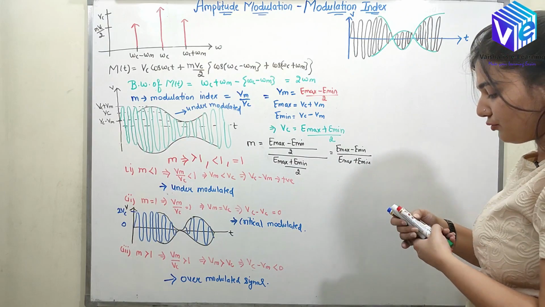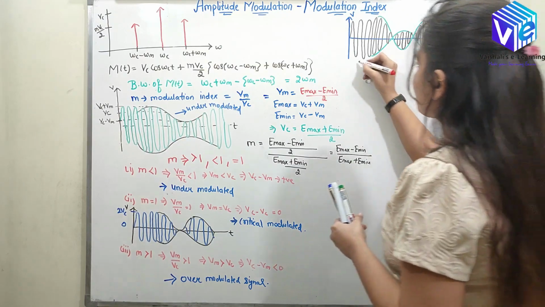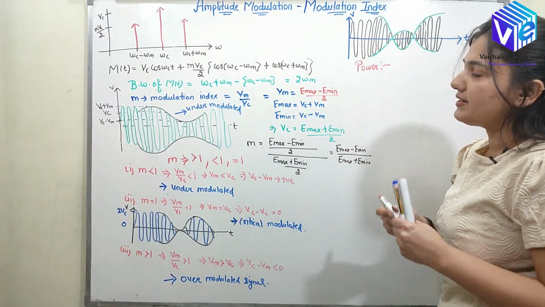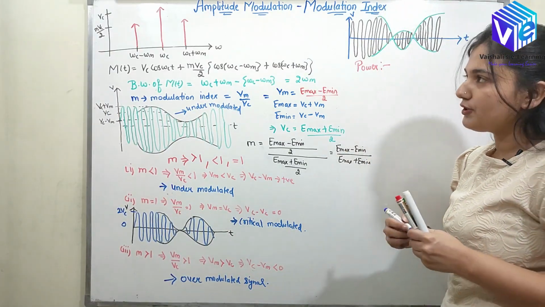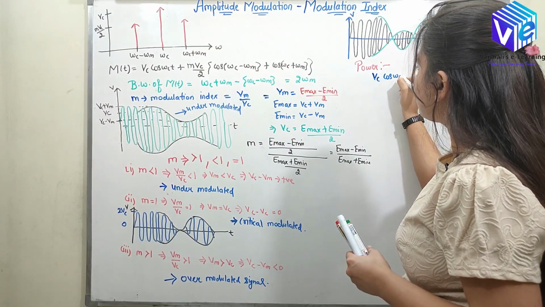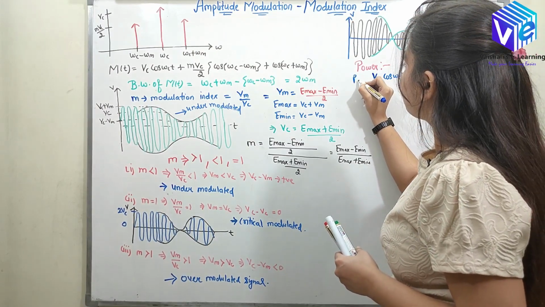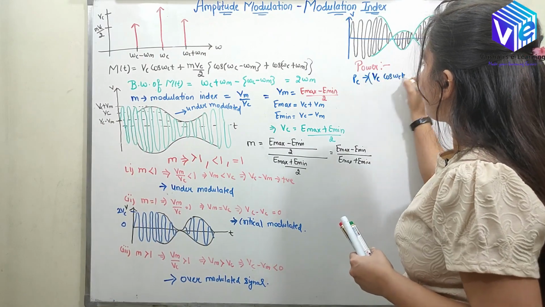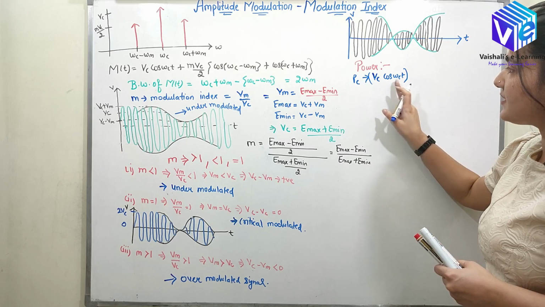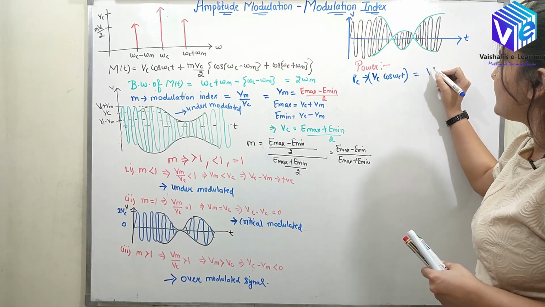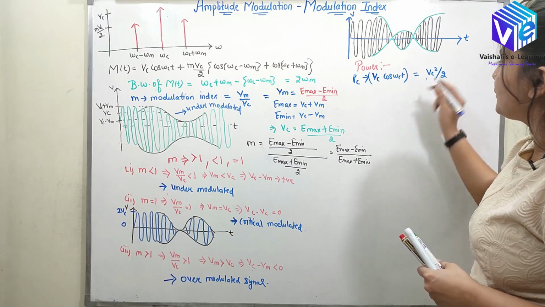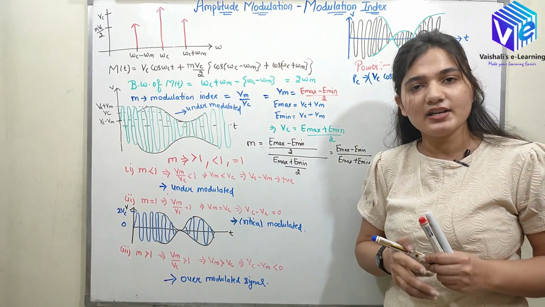So now coming to the power. When I represent power, the power is contained in the amplitude. If my carrier signal is Vc cos omega ct, the power of the carrier signal, which has the waveform Vc cos omega ct, would be half Vc square. So Vc square upon 2 represents the power of the carrier signal.